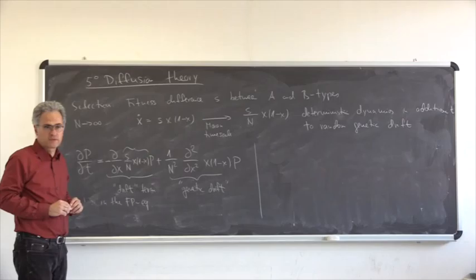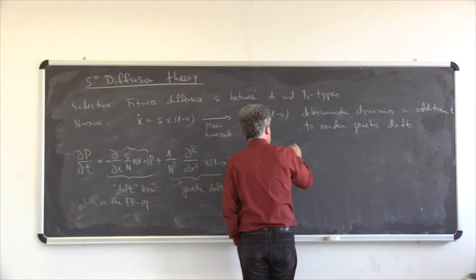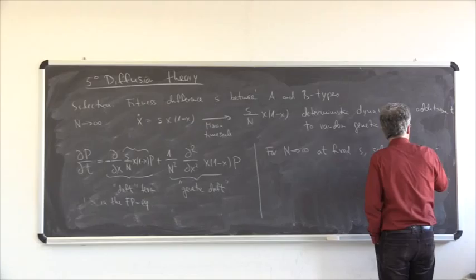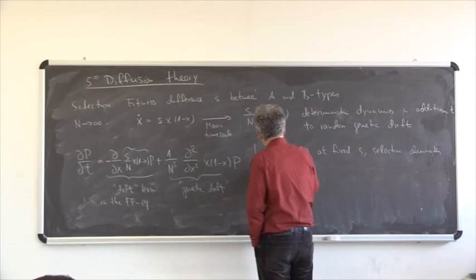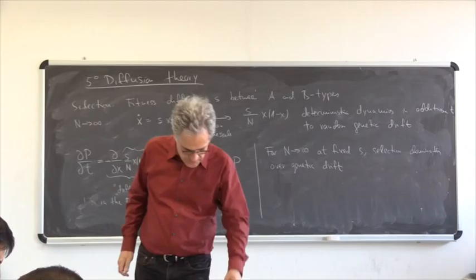But strictly speaking, it would dominate. If you really take this seriously, if you take n to infinity with fixed S, selection will dominate over genetic drift. And so what one therefore likes to do is to rescale the selection coefficient. So we'll introduce a rescaled selection coefficient.